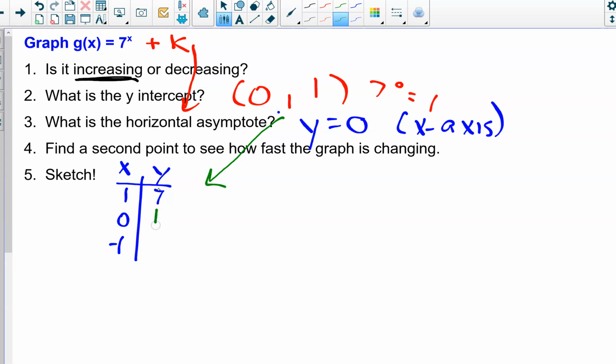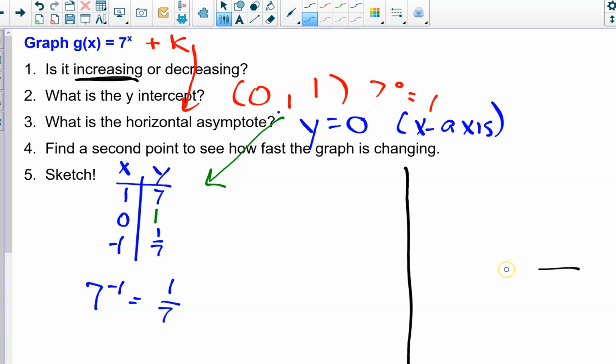So that's going to be 1. And then -1, so 7 to the -1 is the same as 1 over 7. A little bit of algebra 2. And then I'm going to go ahead and graph this. So this is going to look just like it would on a test. So I'd have (0, 1), (1, 7), and (-1, 1/7).